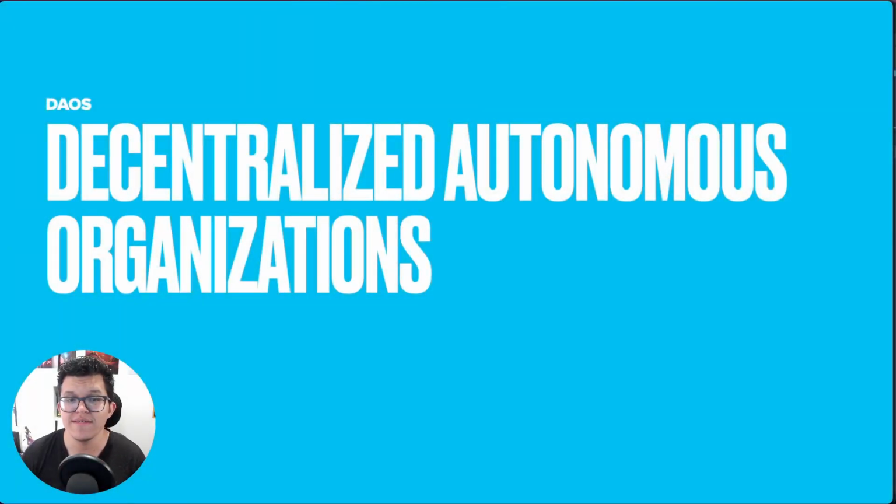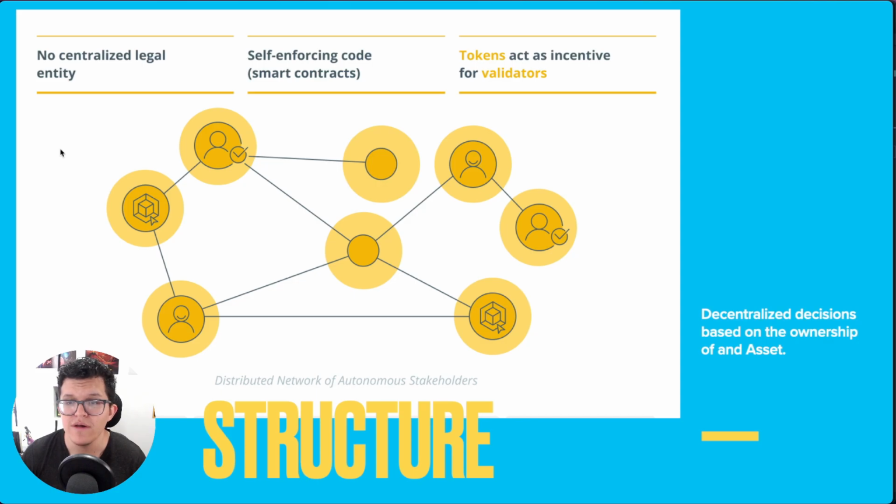Decentralized autonomous organizations, or DAOs. There are plenty of definitions of what a DAO is, but in big words, a DAO is a group or organization which is governed by a set of transparent rules and lives on the blockchain, and the decisions are smart contract driven. The structure of a DAO is based on not having a centralized legal entity to govern the whole organization.